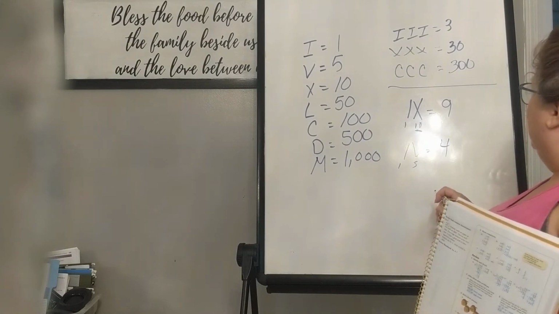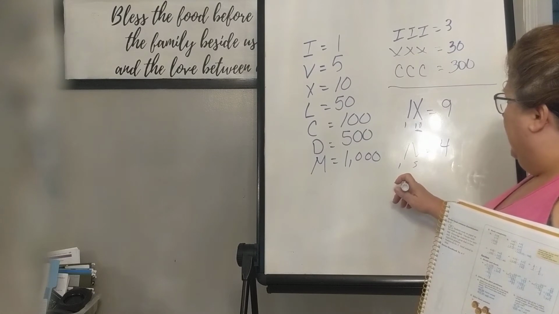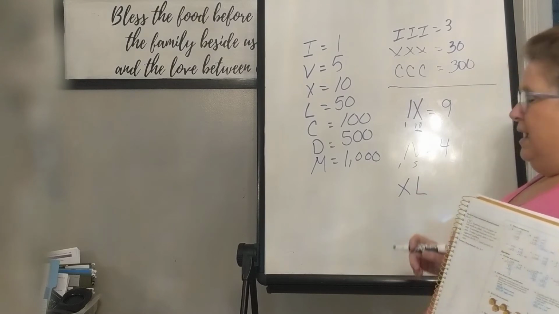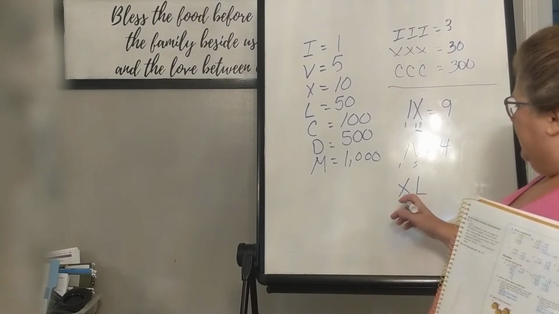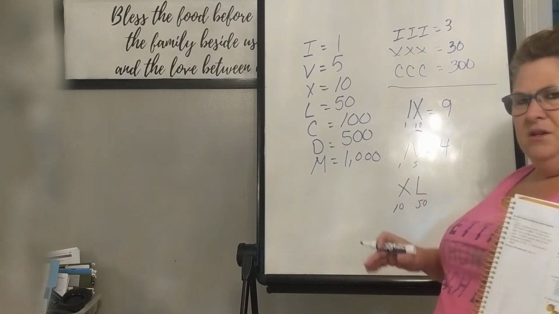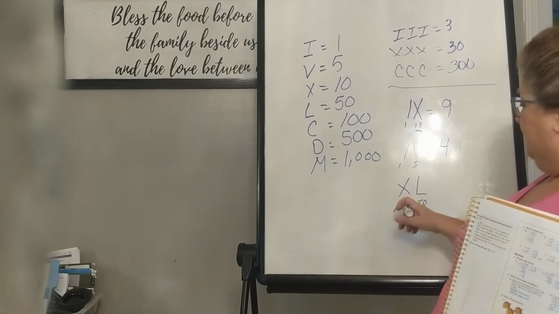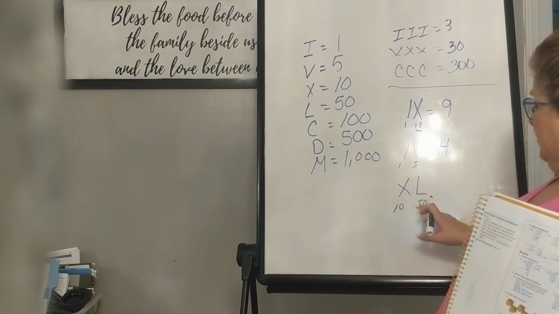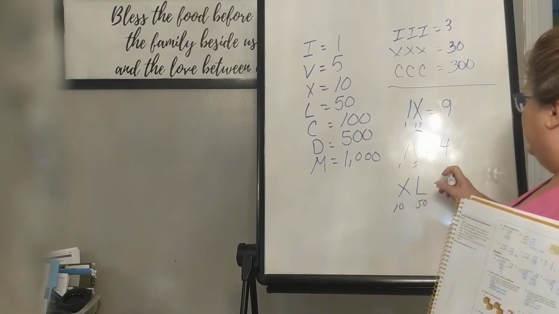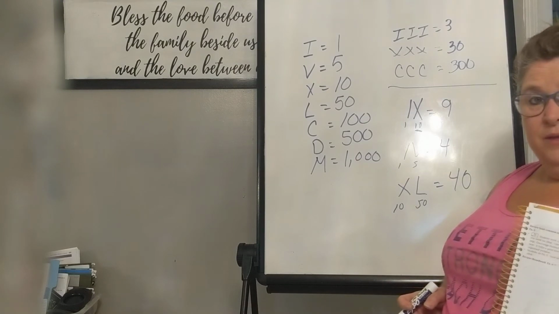Now let's look at XL. What is X? X is 10. What is L? 50. Did we start larger to go down? Not at all. So what are we going to have to do with that 10? We're going to have to subtract it from 50. So 50 minus 10 is 40. So that is how we would write 40.